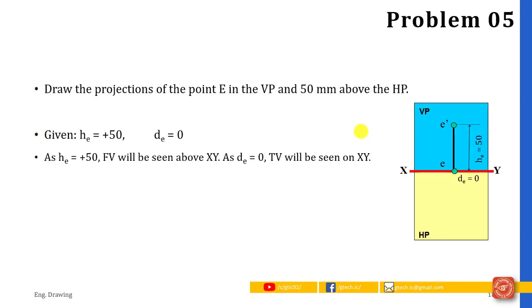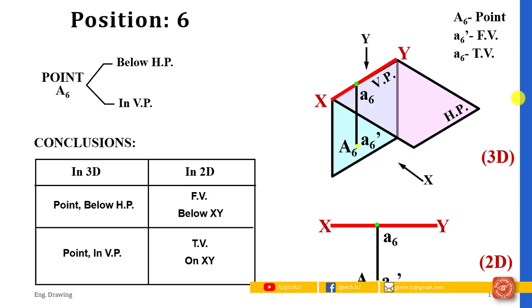Now draw the projection of point E in the VP and 50 millimeter above the HP. This one is the correct orientation of the point. Now in this case, position number 6, the point is below the HP and in VP. So the point below the HP and in VP is shown here.